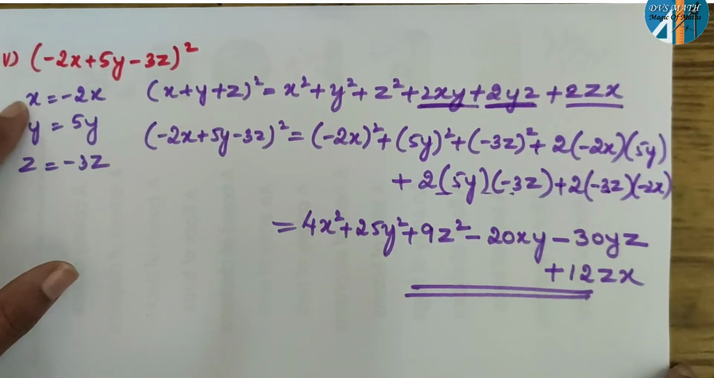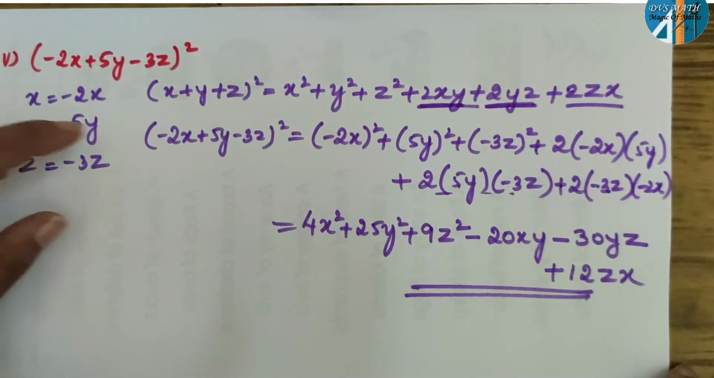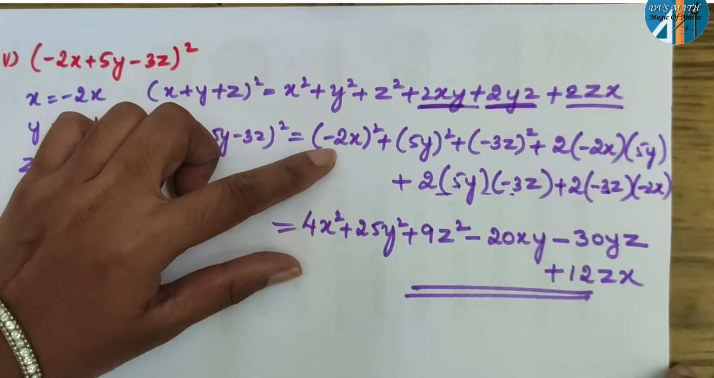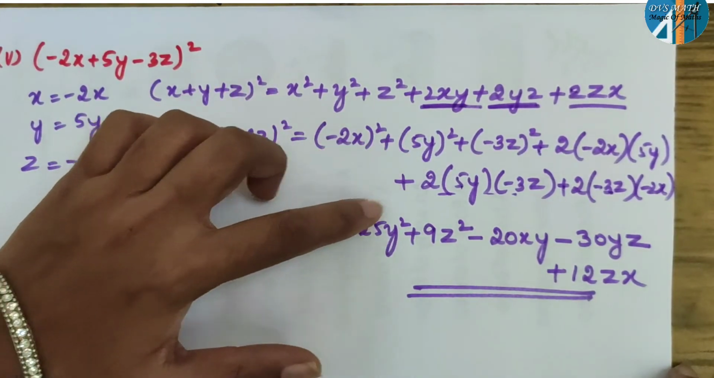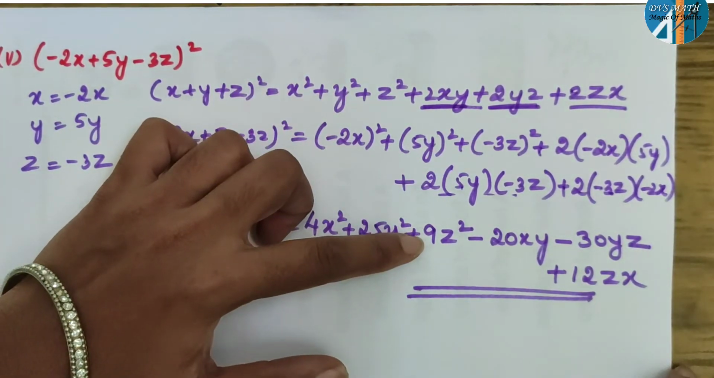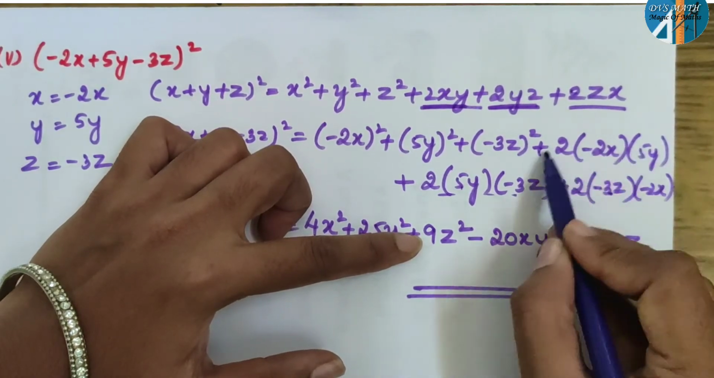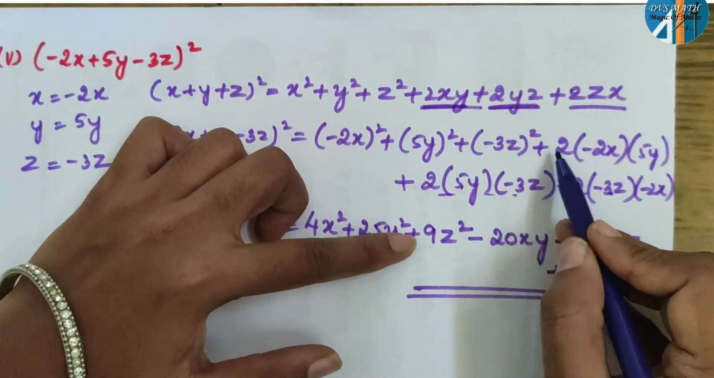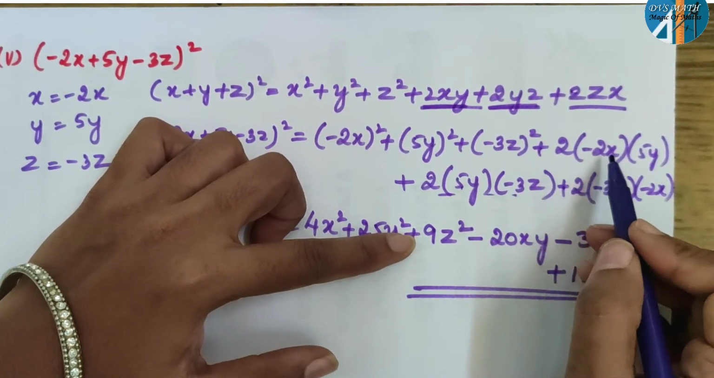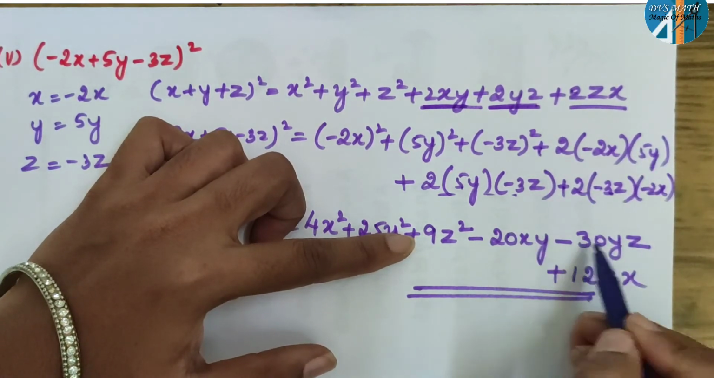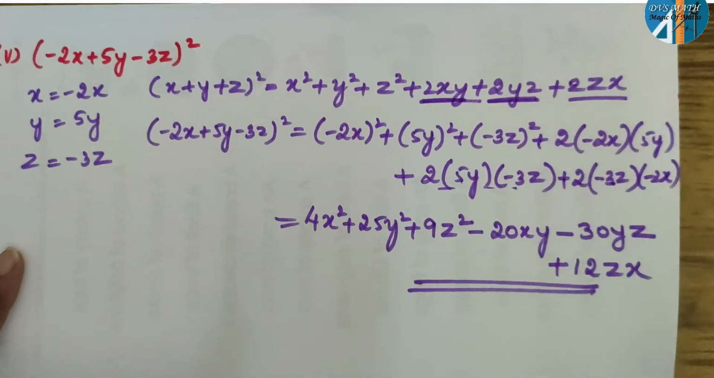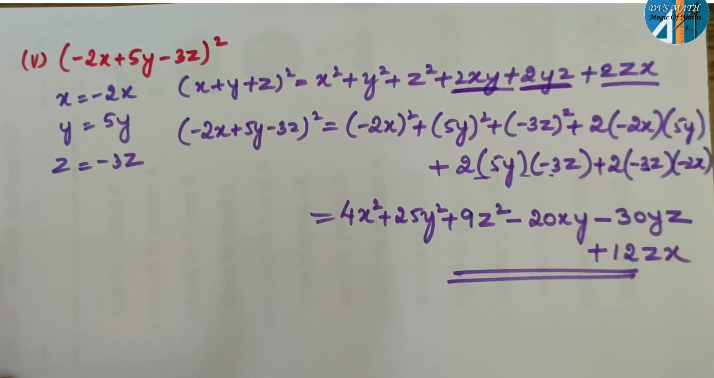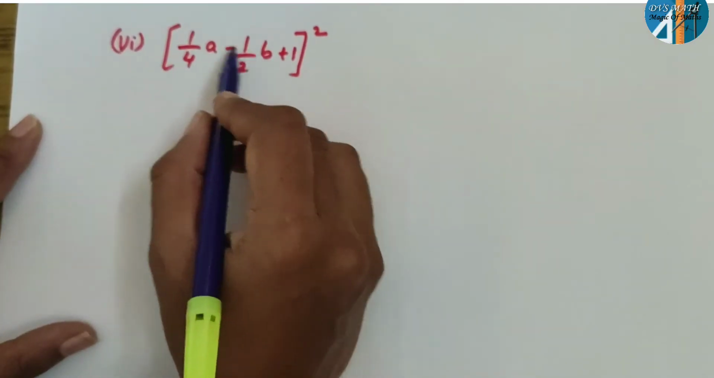Just first write x value, y value, z value, then substitute it. When you are making square, be careful. 2 square 4, 5 square 25, minus 3 square also it is plus only. Here when you are multiplying, be careful with multiplying. Then first multiply the sign, then multiply the numbers, then write it as x, y, y, z and zx. Okay. Next you go for the last sub question in this question, in the form of fraction.